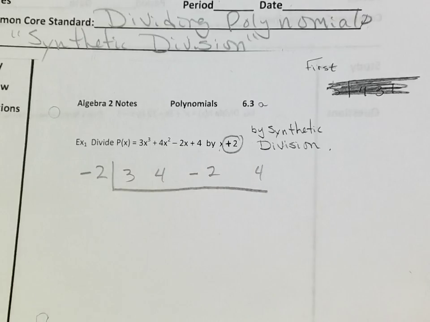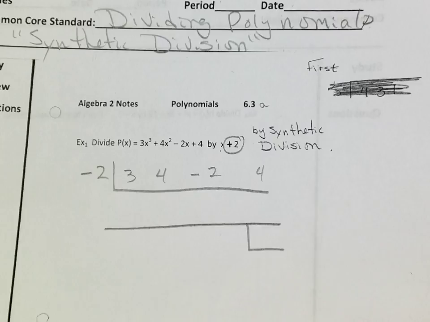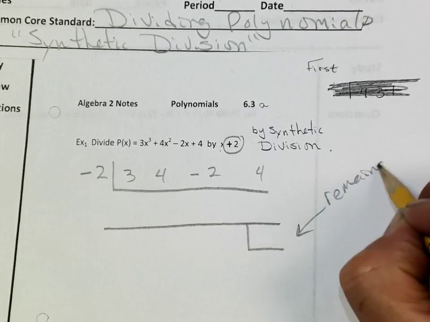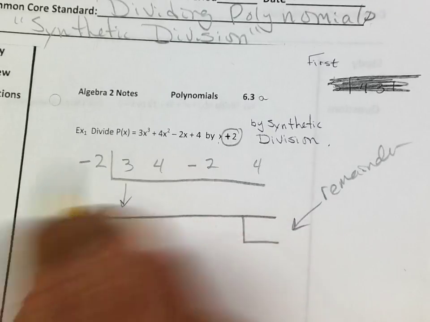Now put your division sign down, and I'm going to put a little box right there because that's where my remainder goes. So it's super easy. Step 1 is always the same step. Don't forget step 1. Slide the first term down. Just bring it straight down. So I bring down my 3.